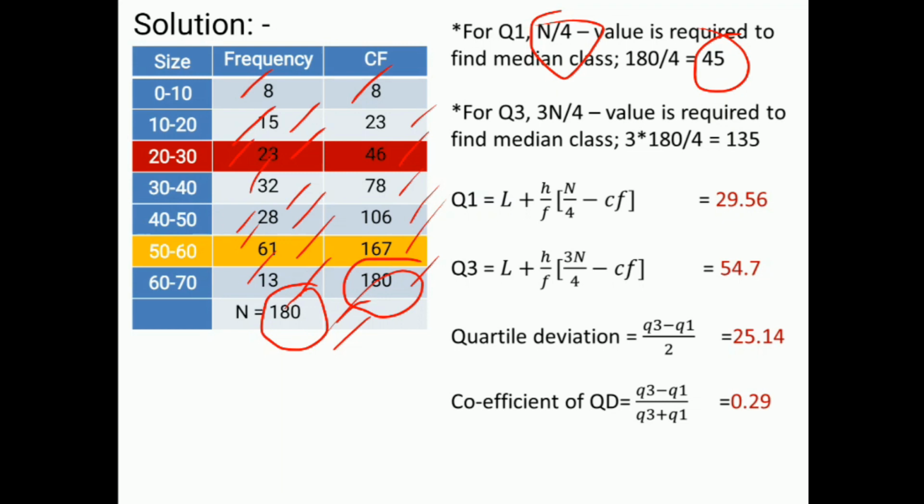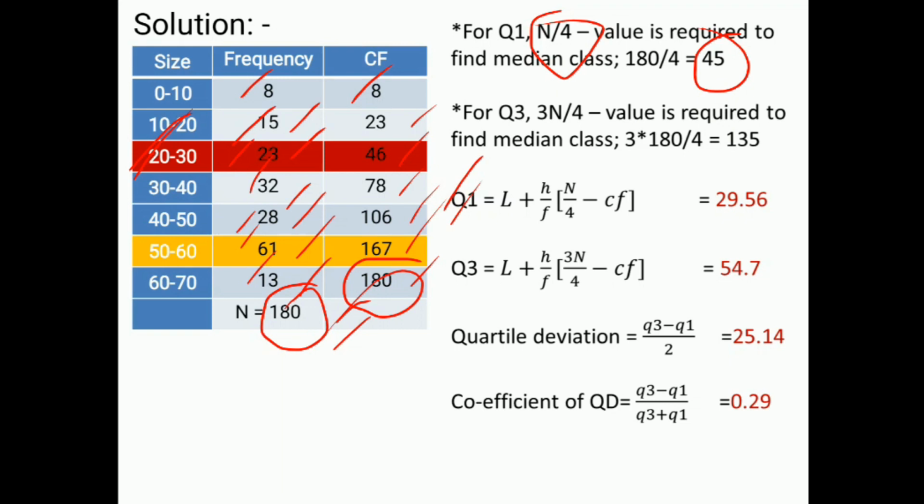Checking 45: 8 and 23 are less than 45. 46 is the nearest value and greater than 45. It might be greater than or equal to 45. That is why it has already been highlighted in red color. That will be your quartile class. The values of this class are used in the formula of Q1 and the answer will be calculated.